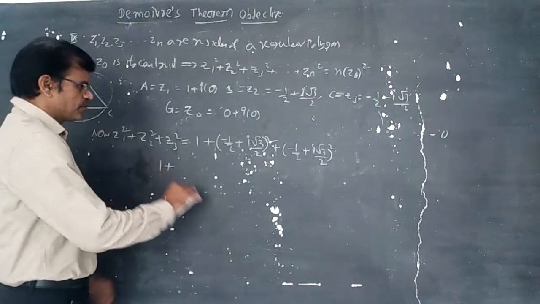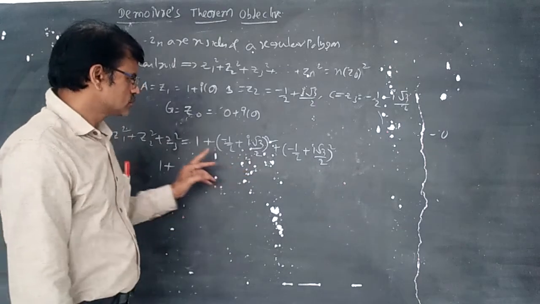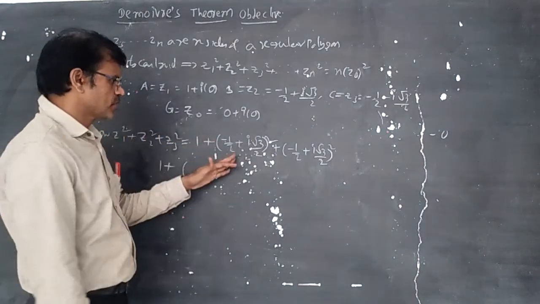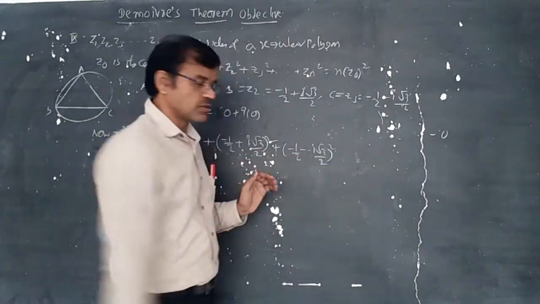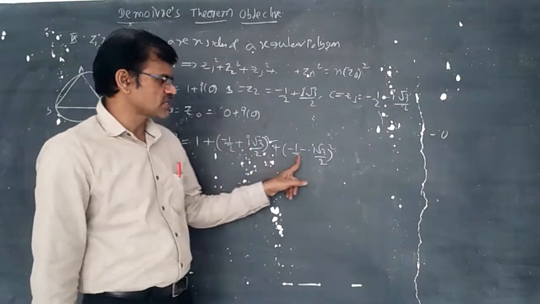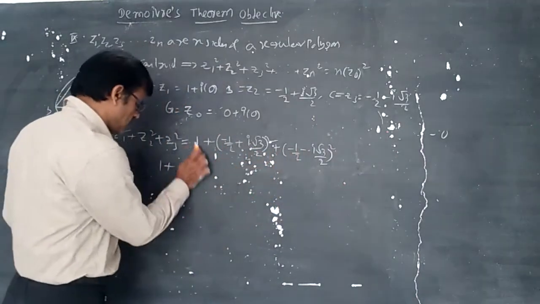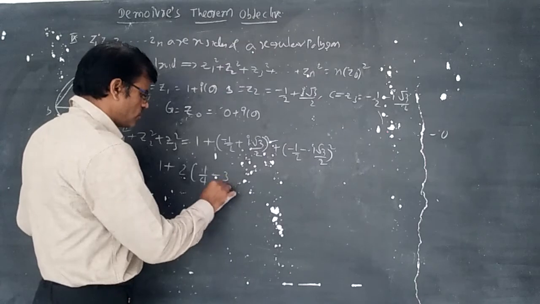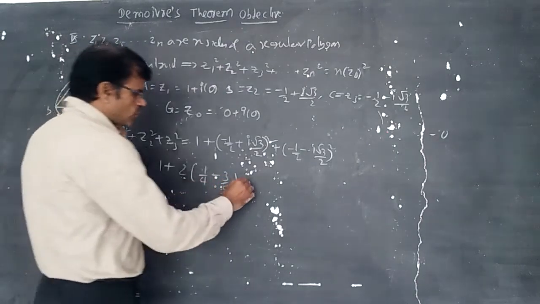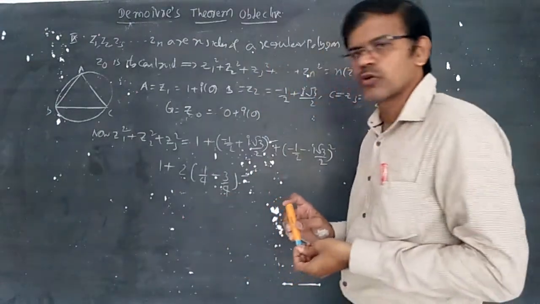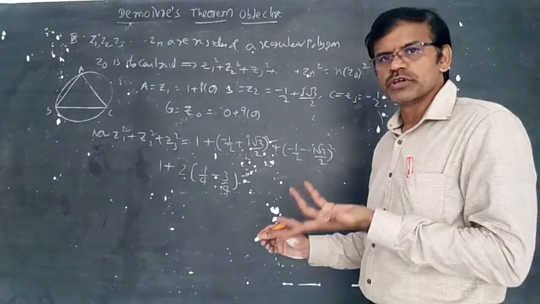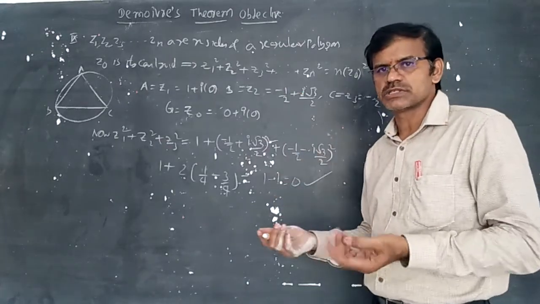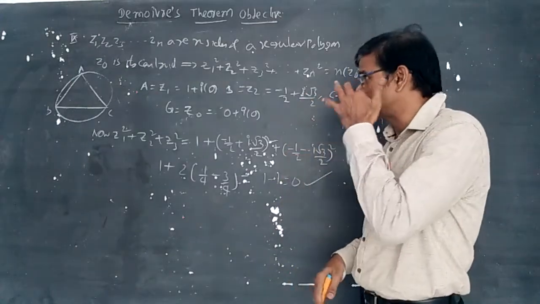So 1 plus this, take minus common here, minus 1 by 2 minus i root 3 by 2. This is of the form a plus b whole square plus a minus b whole square, which is 2 into a square plus b square. That means 2 into 1 by 4 minus 3 by 4. So 1 minus 3 means minus 2 by 4, which is minus 1 by 2. So 2 into minus 1 by 2 becomes minus 1. So 1 minus 1 is equal to 0. Of course, it is n into 0 square. This is a formula. Remember it as a formula hereafter.